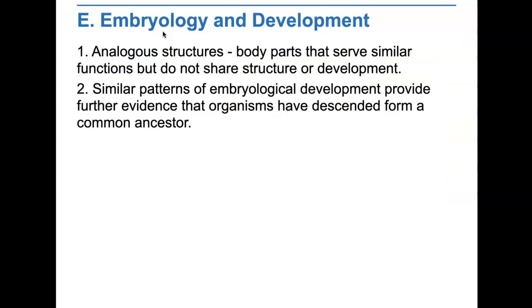Body parts that serve similar functions but do not share structure and development are called analogous structures. The wing of a bee and the wing of a bird are types of analogous structures. Both are used for flight, but they grow and develop from different embryonic tissues.